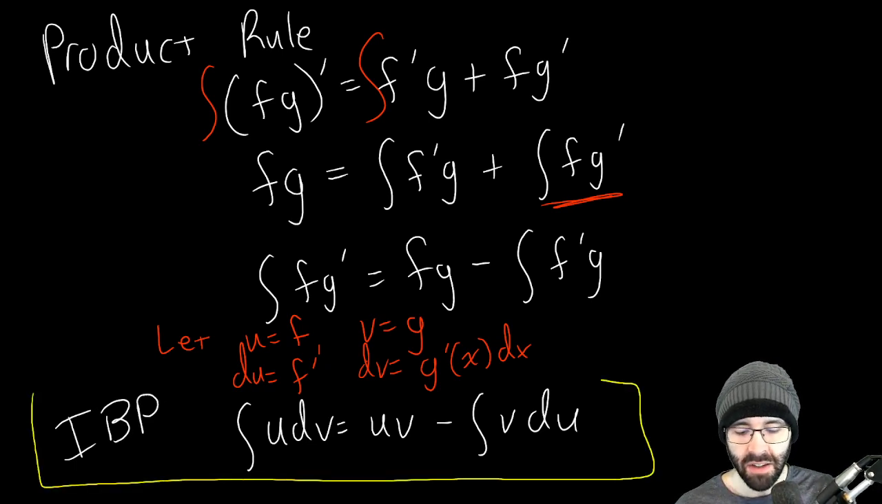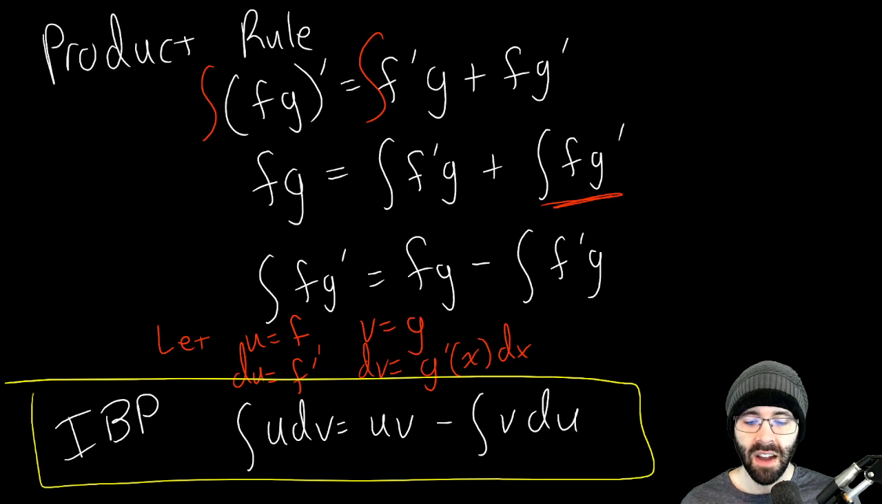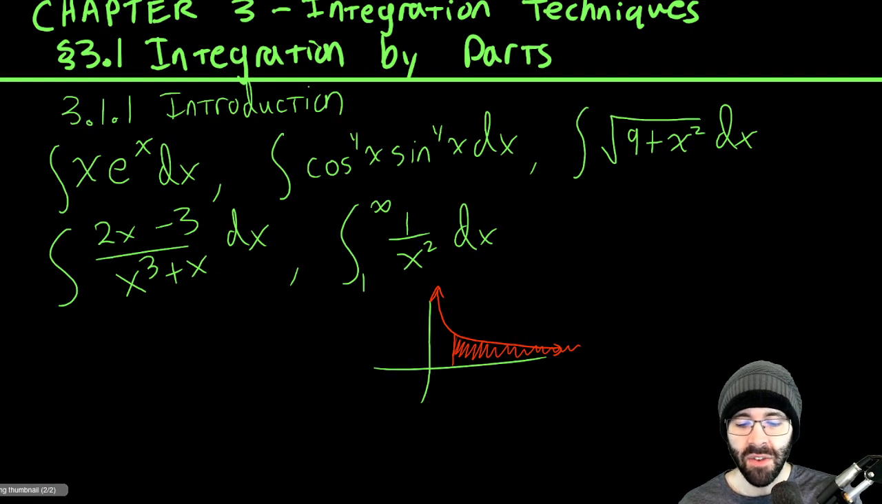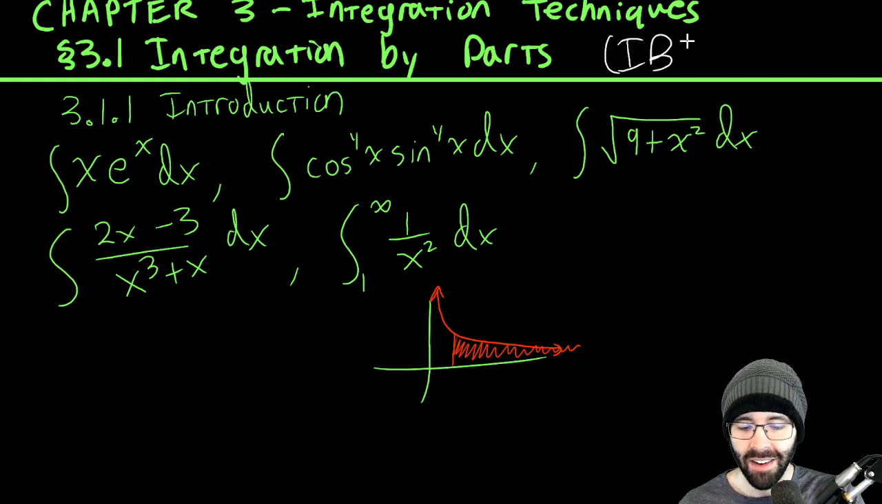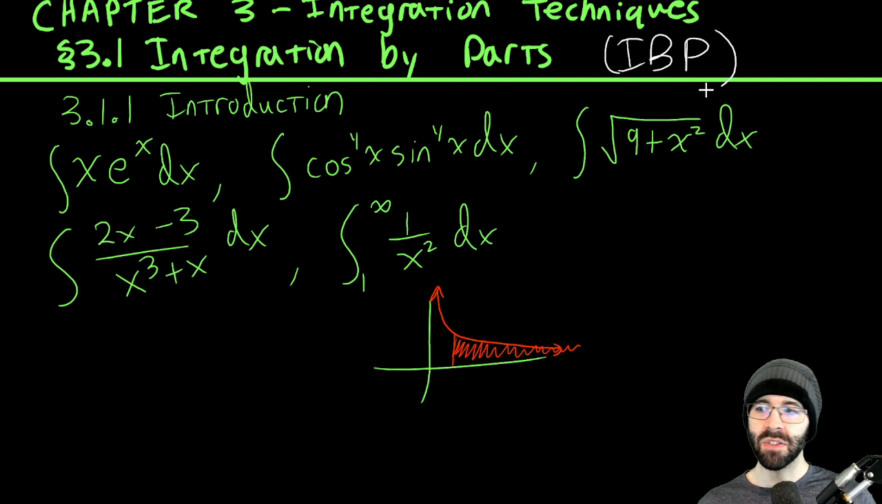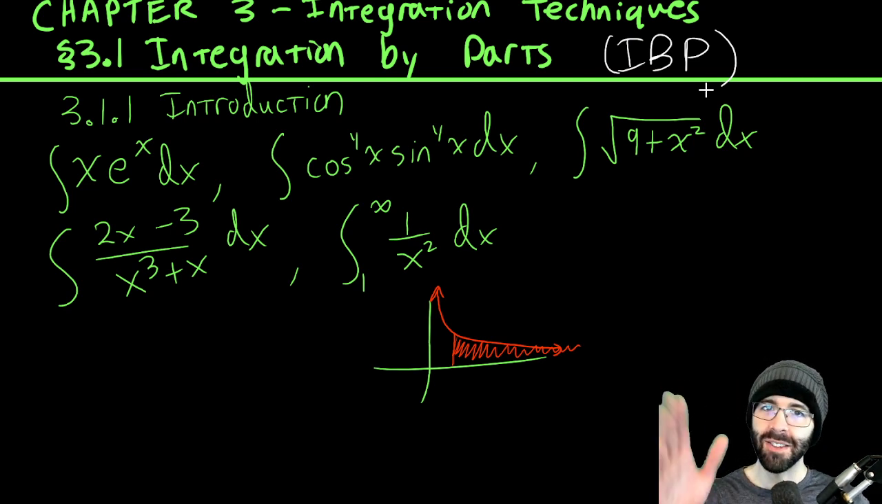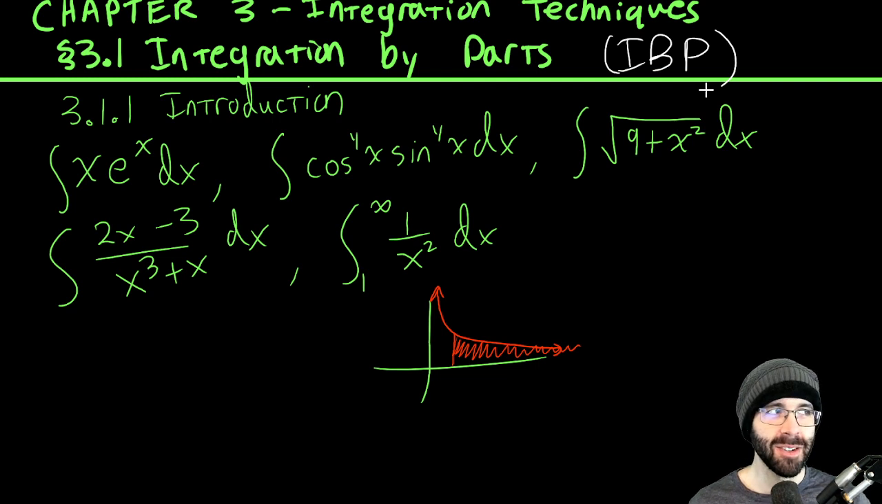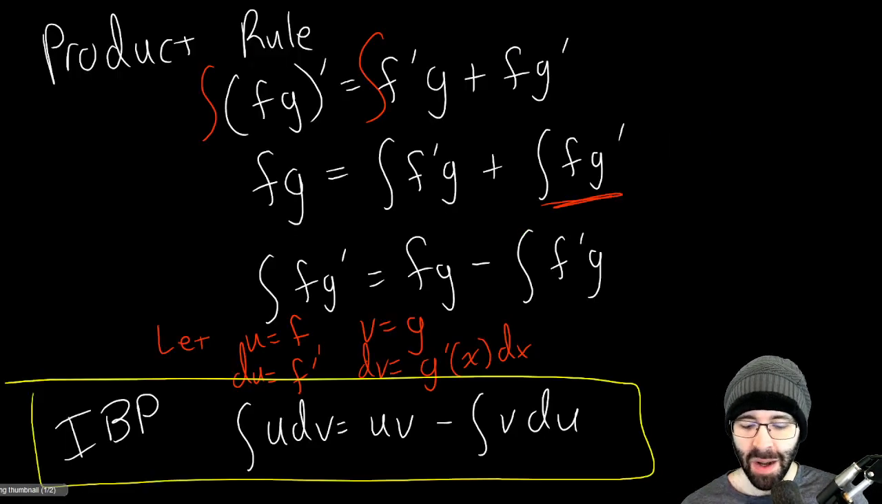I should have mentioned it at the beginning of the section. I forgot. I'm never writing integration by parts ever again. Okay, IBP. A lot of people and textbooks just say by parts, but that's too many letters. IBP is what I'm going to always write. Integration by parts. I'll still say integration by parts.